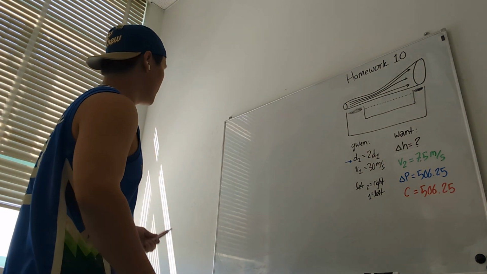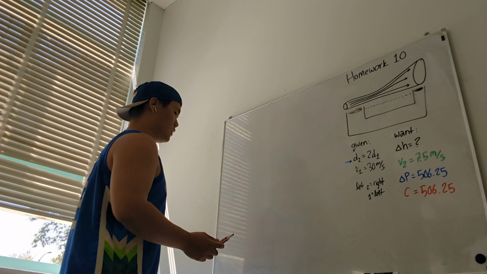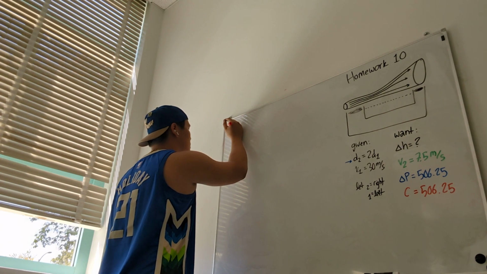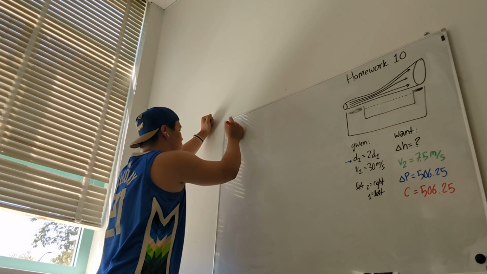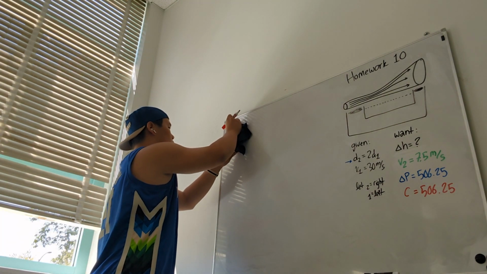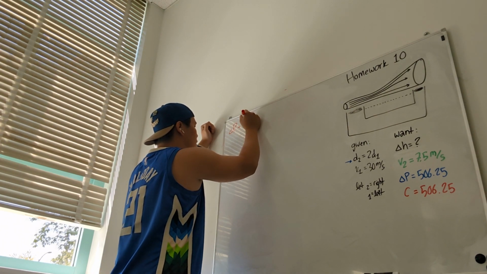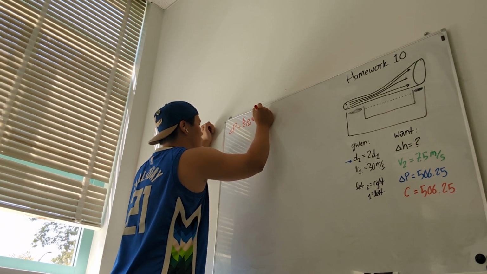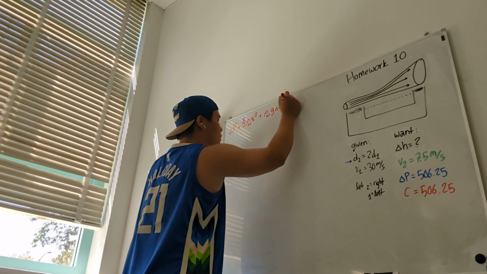Let's put it all together. Let's bring back Bernoulli's. We're looking at the water now. I'm working with the delta P, so delta P is not equal to, it's plus 1/2 density of water times velocity of the water squared plus density of water times gravity constant times delta H, which is what we're looking for, is equal to C.